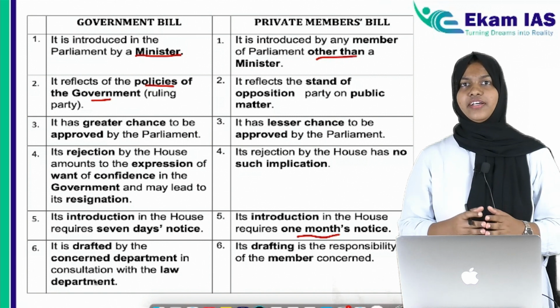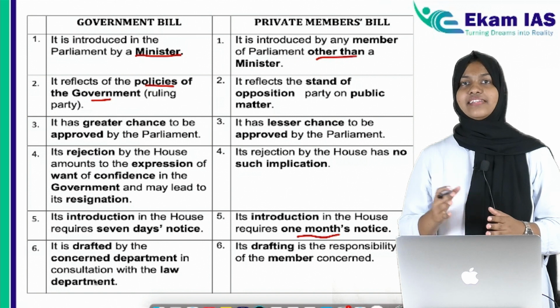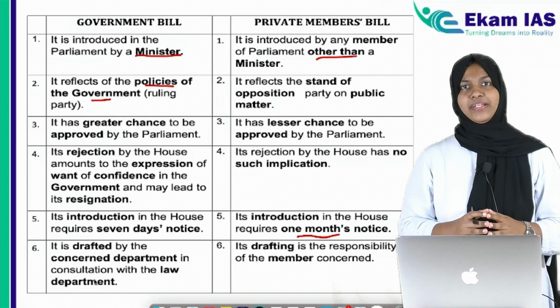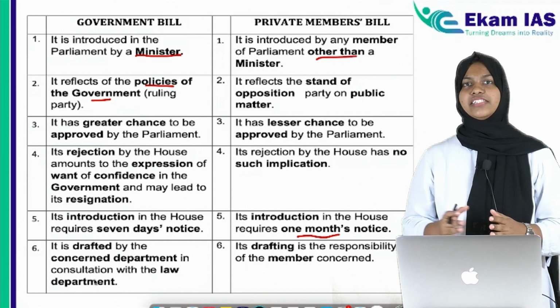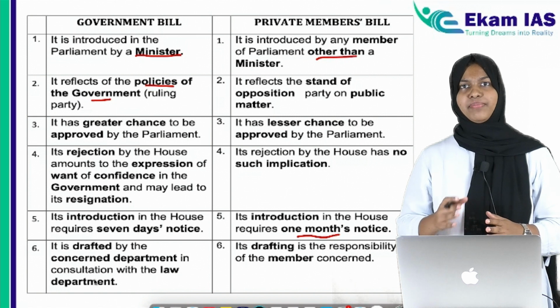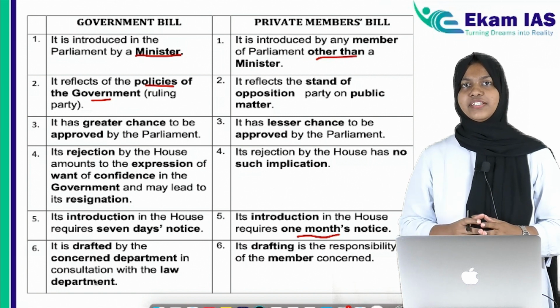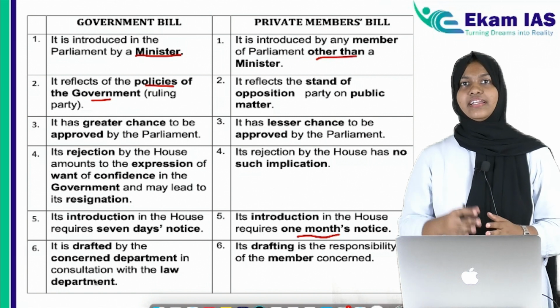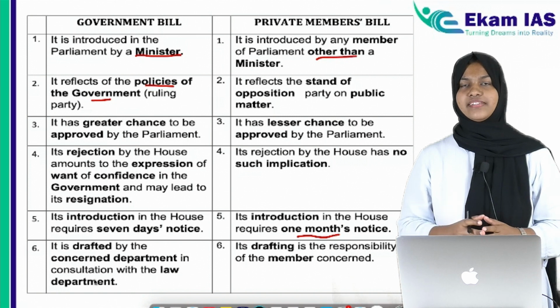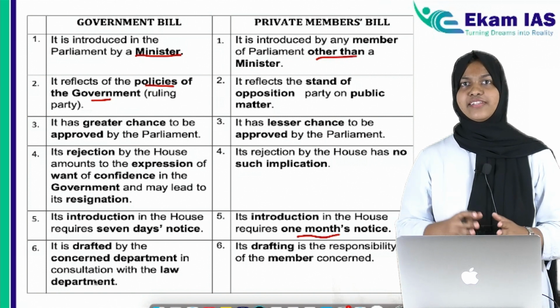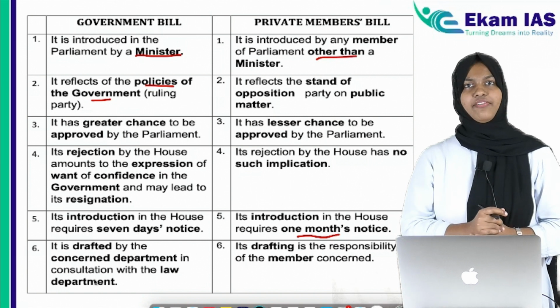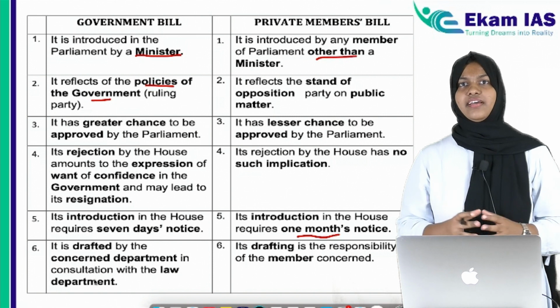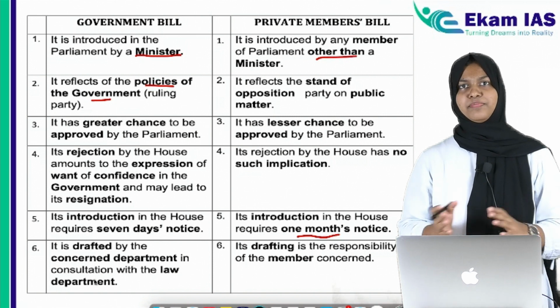And for the introduction of a government bill, it requires a 7 days notice, whereas in case of a private member bill, it requires a 1 month notice. The government bill will be drafted by the concerned department in consultation with the law department, whereas the drafting of the bill in the private members' case is the responsibility of that particular member concerned. And another difference that you can add to this point is regarding the absolute veto used by the president in case of a private member bill. In case of a private member bill, the president can use absolute veto, but it is not applicable for the government bill. So that is another additional difference that you can add regarding government bill and private bill.